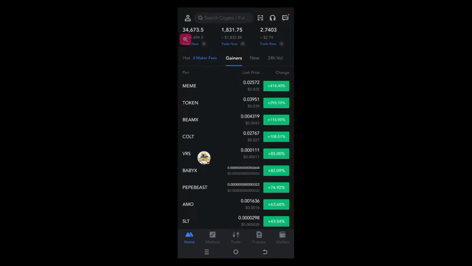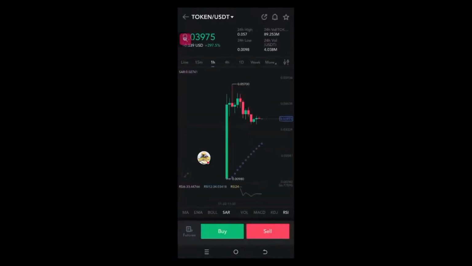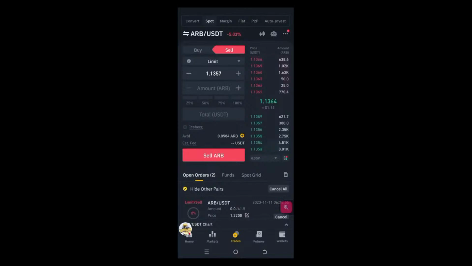Token? What's going on here? Spot. Token. Do we want to do this one? No, it looks horrific because a lot of red in it. I don't want that. Gives me an opportunity to set the amount I want to get.